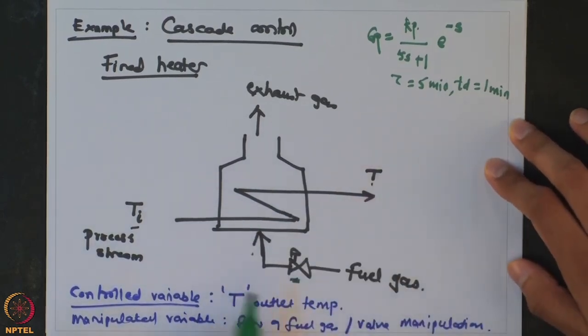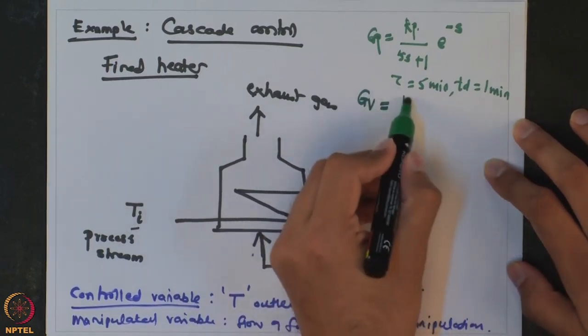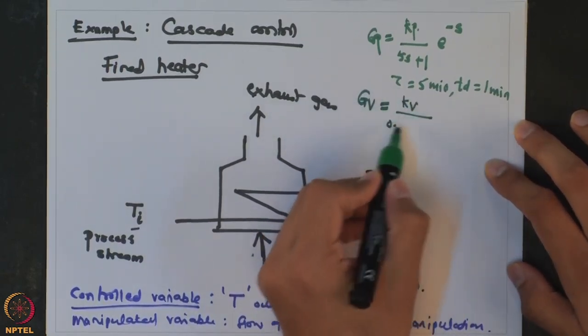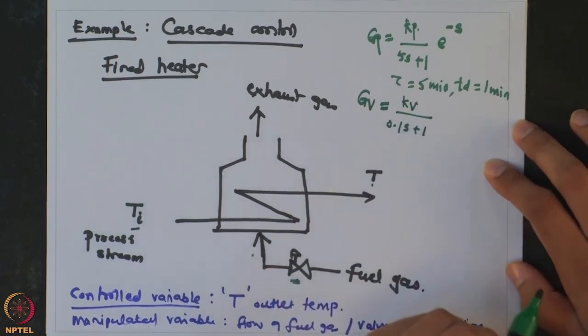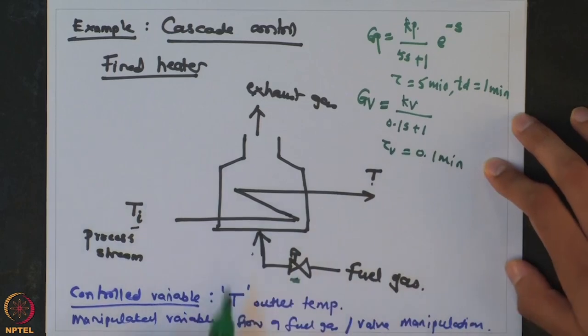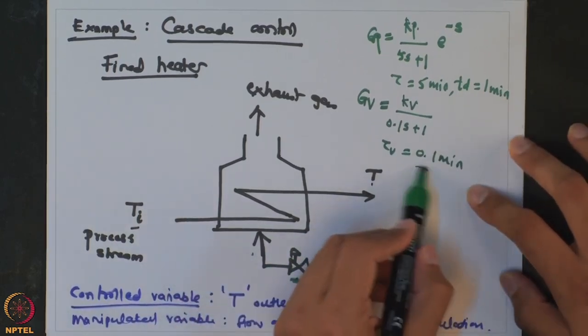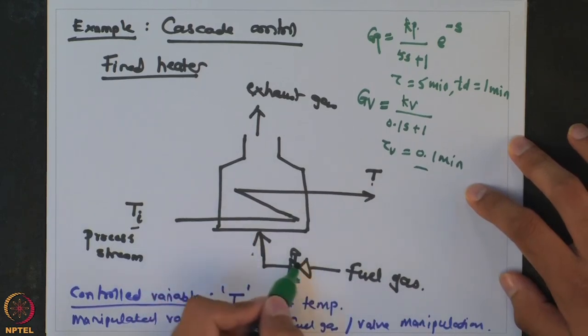Then let us focus on how this valve operates. That will be a valve transfer function. Again it will have some gain and the valve operates typically very fast. So the time constant of the valve is 0.1 minute. You can see that the moment a valve is opened, within let's say 0.5 minutes, the flow would be stabilized.